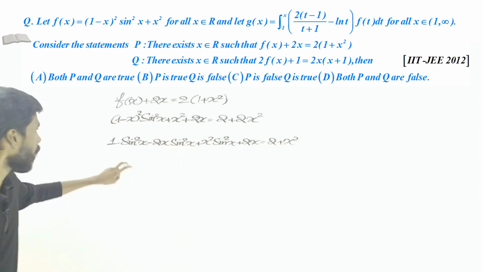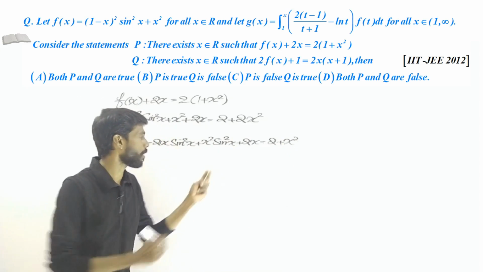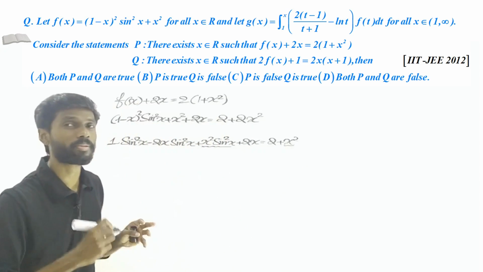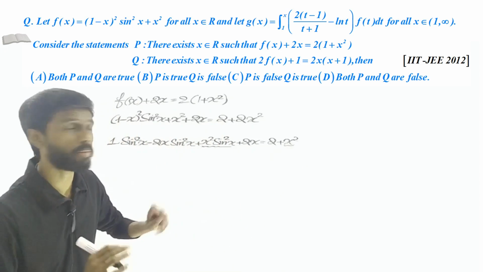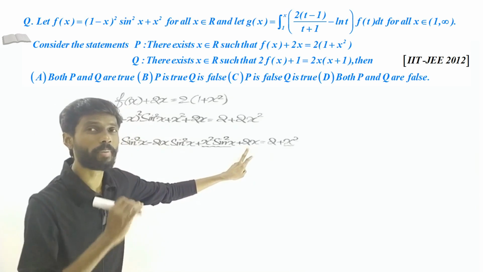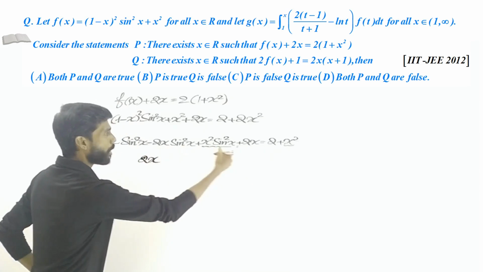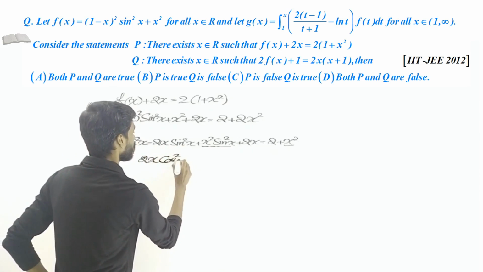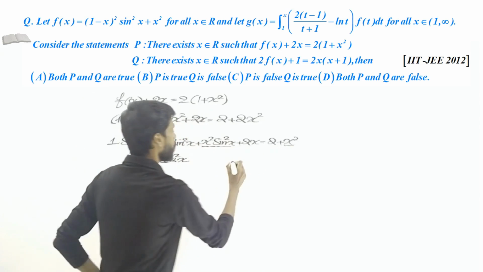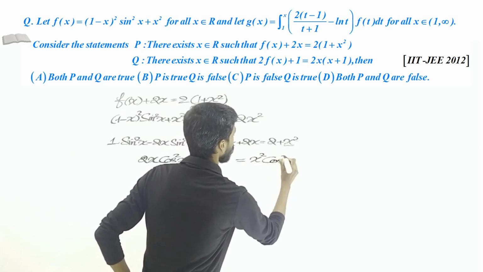Okay, let's simplify this. If you take x square common, x square minus x square sine square x becomes x square multiplied by cos square x, because 1 minus sine square x becomes cos square x. Similarly, we have minus 2x sine square x and 2x, so if you take out 2x, it becomes 1 minus sine square x, that is cos square x. And similarly on the right hand side, x square minus x square sine square x, taking out x square gives 1 minus sine square x, that is cos square x.